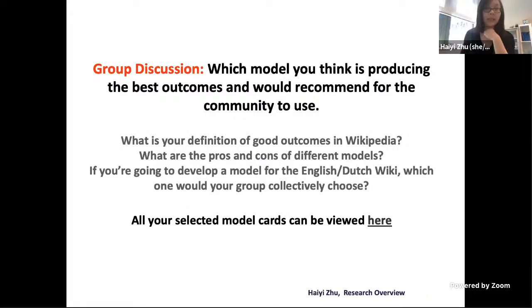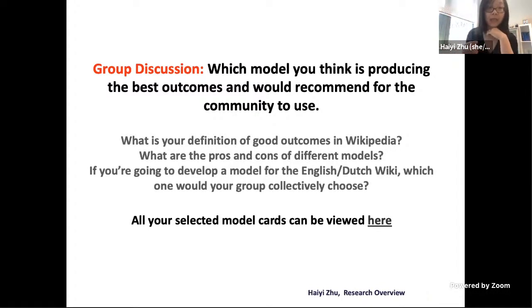During the group discussion, this is the instruction we provide to the workshop participants: they are going to discuss which model they think is producing the best outcomes and which they recommend for the community to use. During the discussion, we also encourage them to discuss people's definitions of good outcomes in Wikipedia, and the pros and cons of different models. If they are developing a model for English or Dutch wiki, we hope that the group can discuss and reach consensus on which model the group collectively recommends.